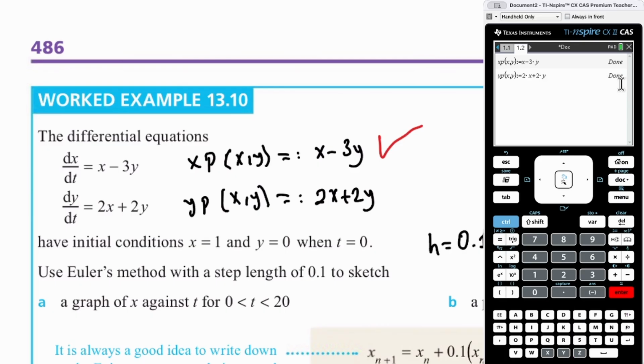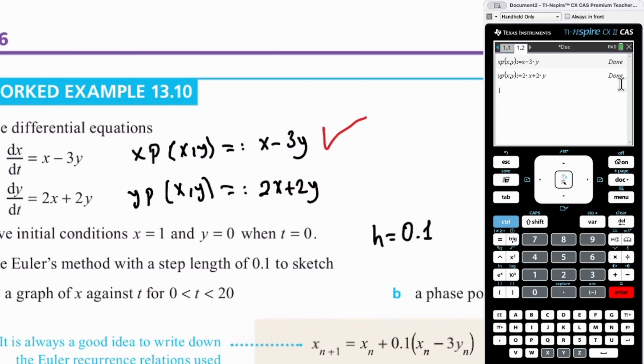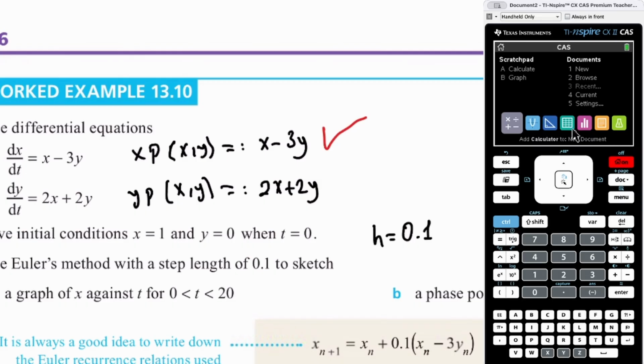It's done. I need to define also h. So h, control this button, 0.1. Yeah, if I click h, it's gonna be 0.1. Okay, it's saved. Now I should go to sheets.